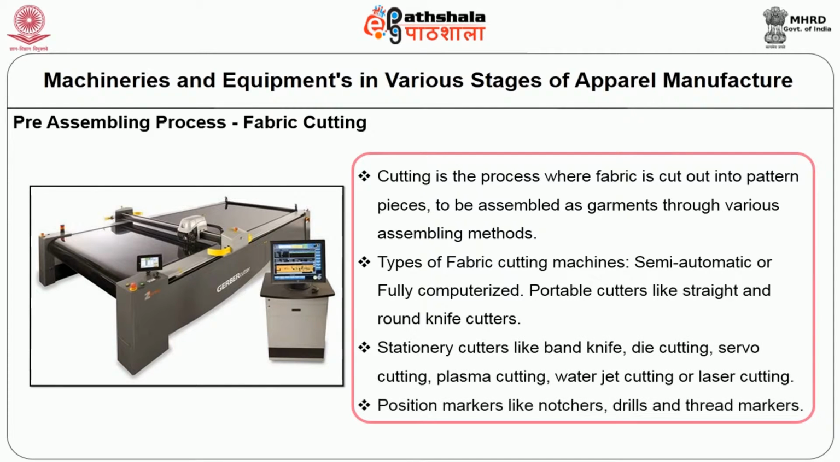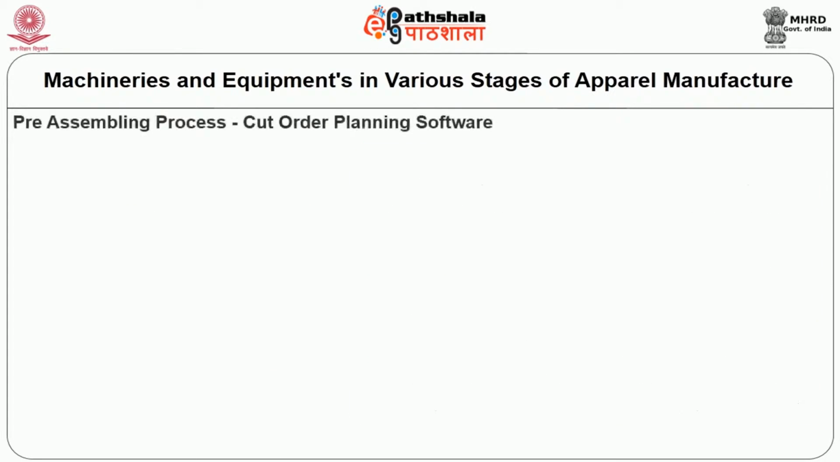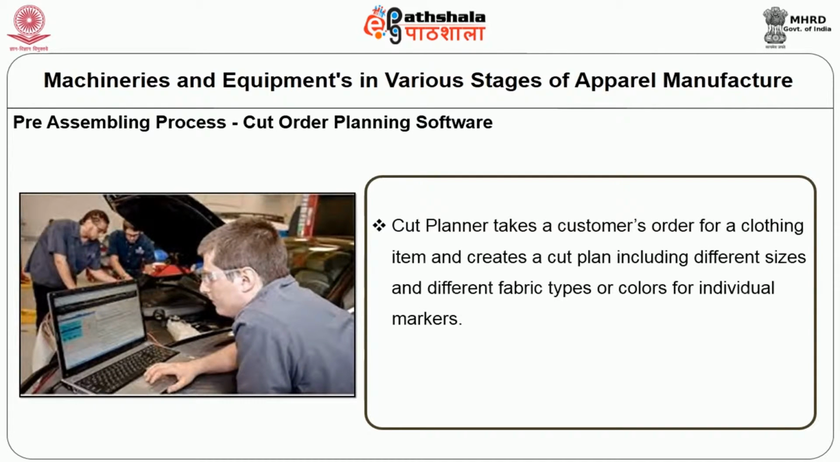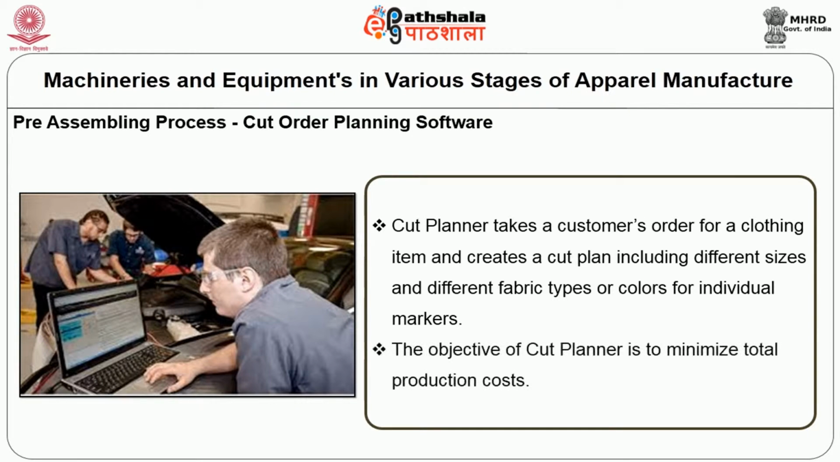And then we also have position markers. These machines help us to mark notches, drills, thread markers and all those things. So that's an example of a cutting machine. The next one is the cut order planning software. Here, the cut planner takes a customer's order for a clothing item and creates a cut plan including different sizes and different fabric types or colors for individual markers. The objective of the cut planner is to minimize the total production costs.